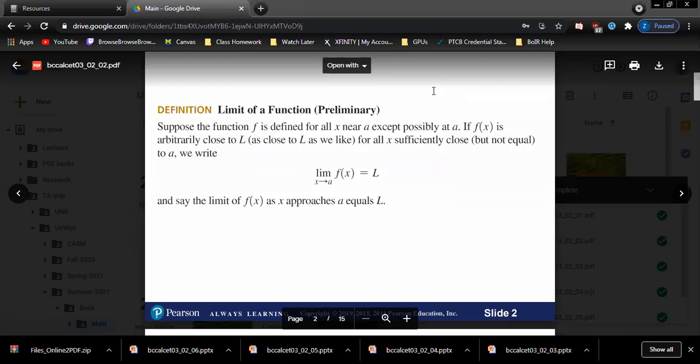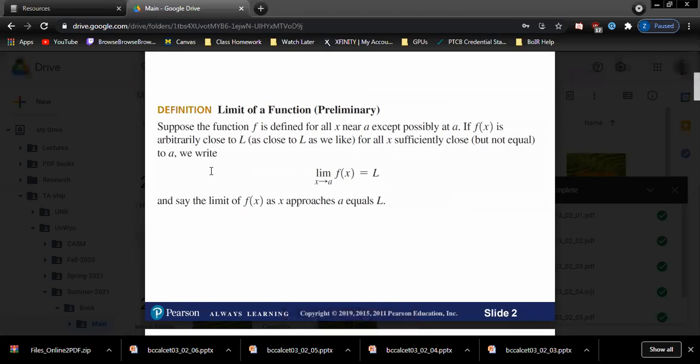Okay, the definition. So again, you don't need to memorize the definition. I don't like the idea of memorizing, but it's better if you remember what it actually means, how it works, or what the definition signifies. Then I think it's fine. All right, so let's see the definition. Suppose the function f is defined for all x near a except possibly at a. Now, what does it mean? Near a, but except possibly at a. We'll see graphically what it means, and hopefully it will be easier for you to visualize this. Let's finish the definition first.